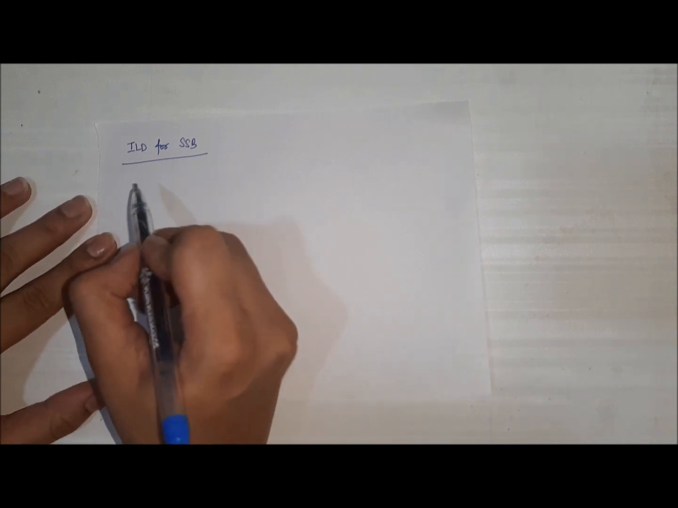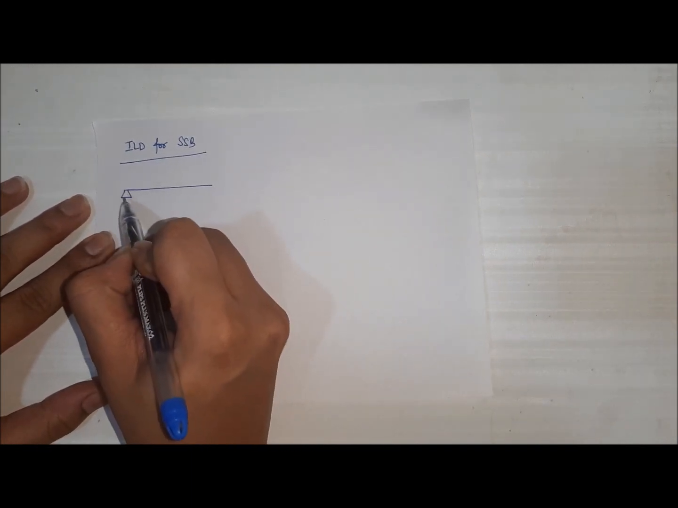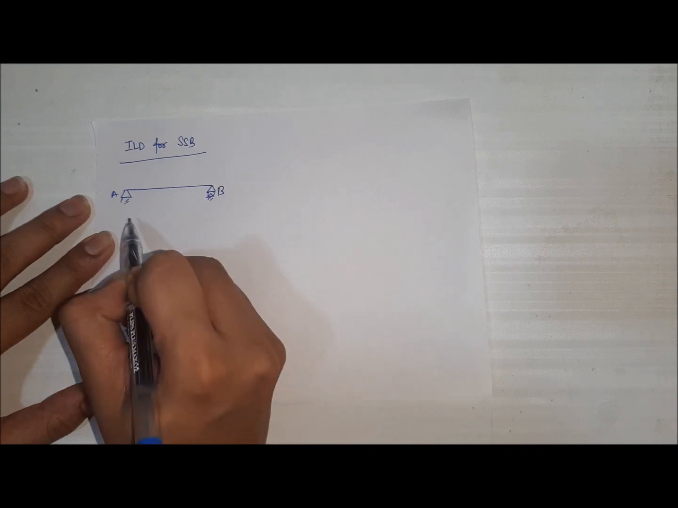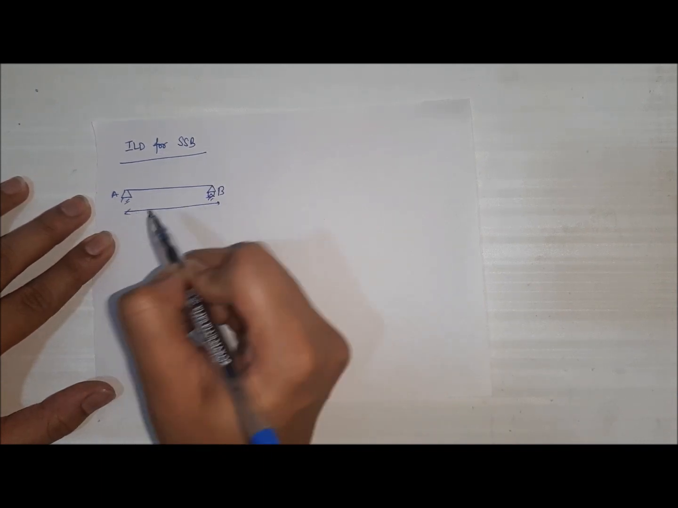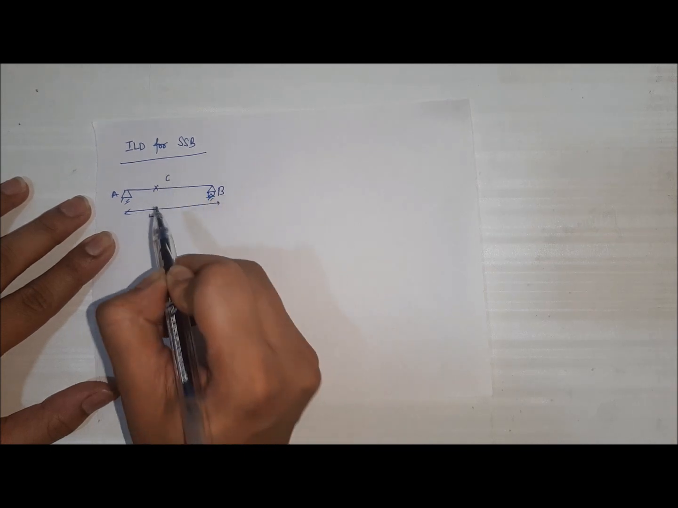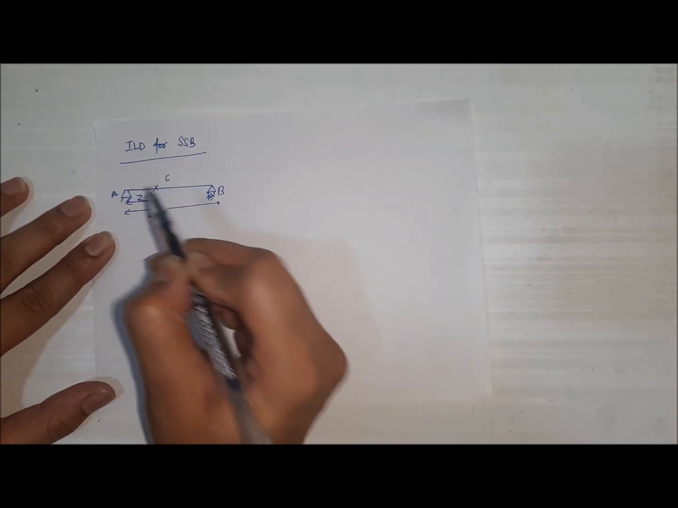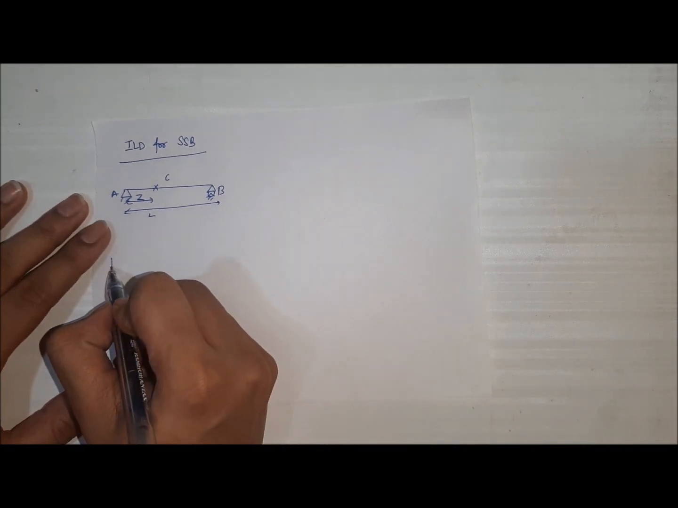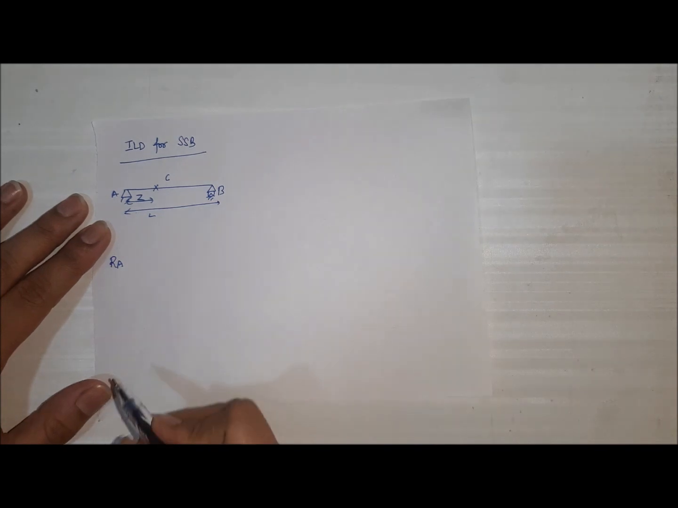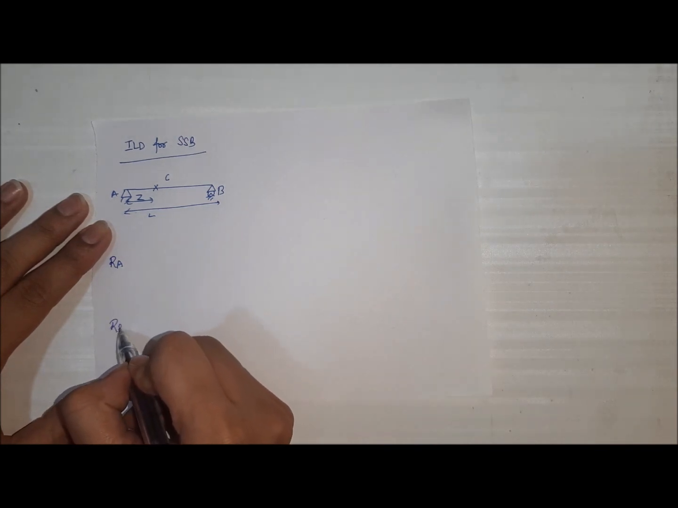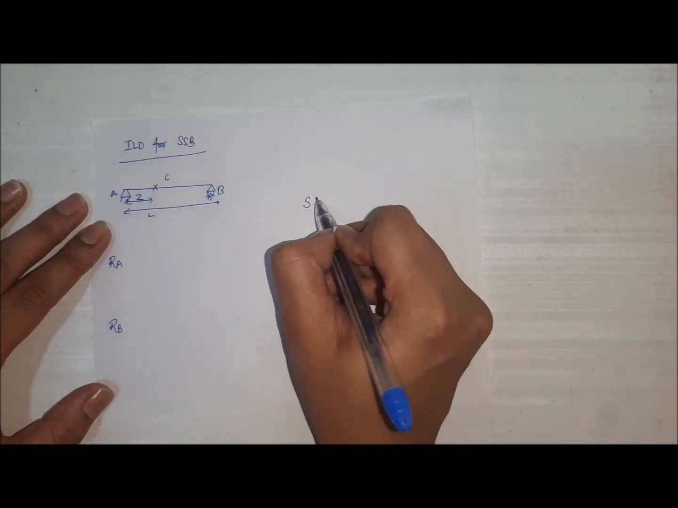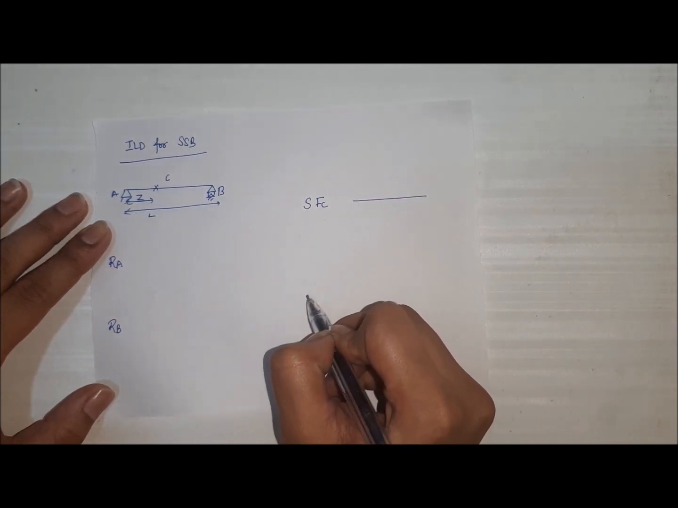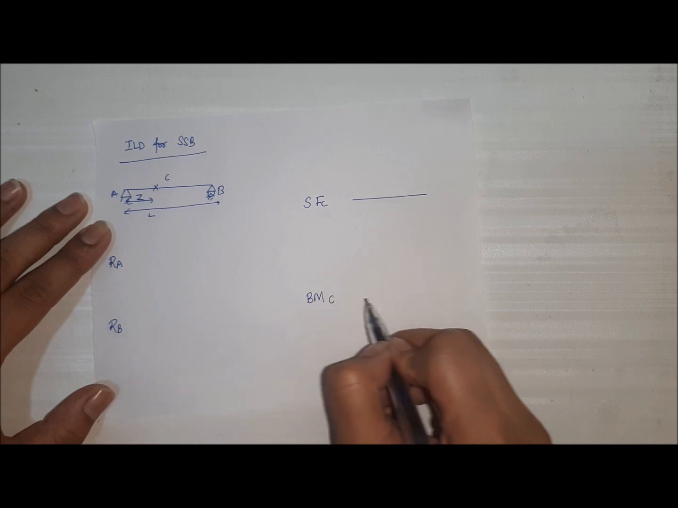We are having a simply supported beam hinged at end A and roller at end B, having the span of L. And we have been given a section C, which is Z distance from end A. Now we have to plot the ILDs for RA, that is reaction at A, RB, that is reaction at B, shear force at section C, and bending moment at section C.